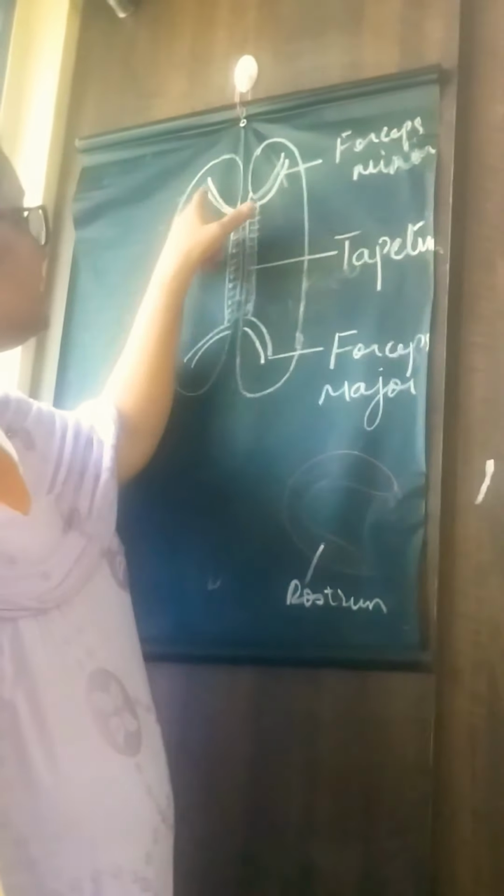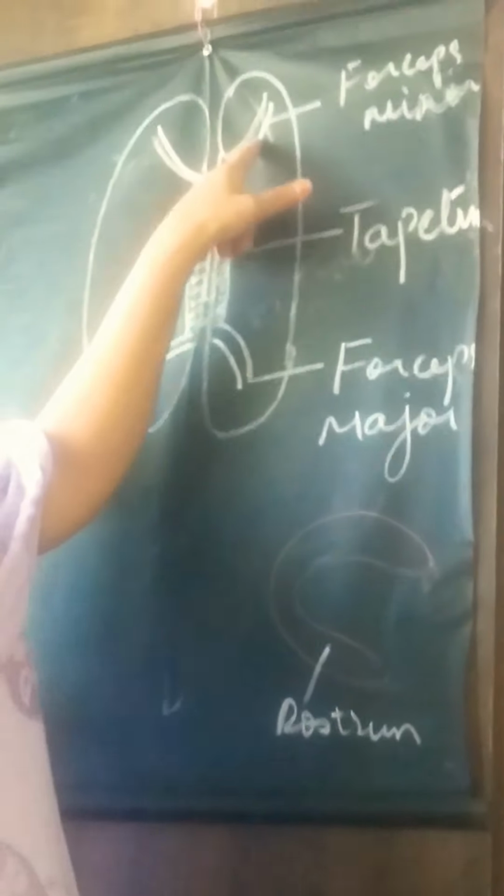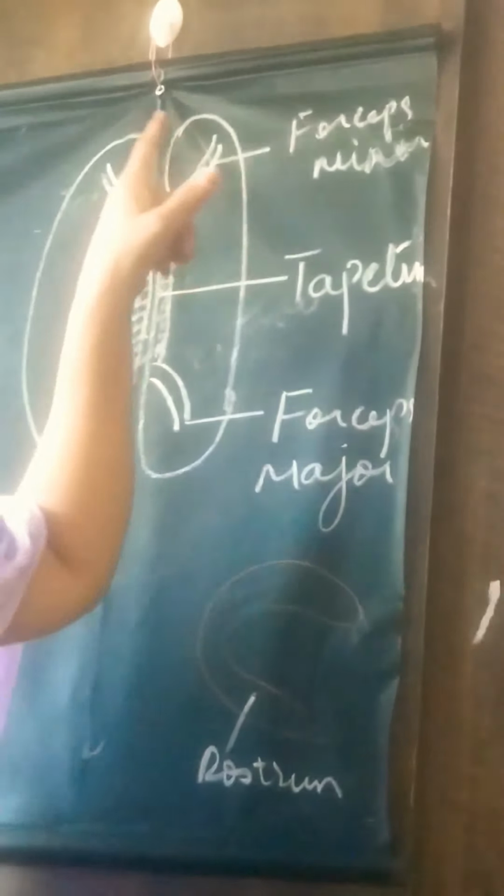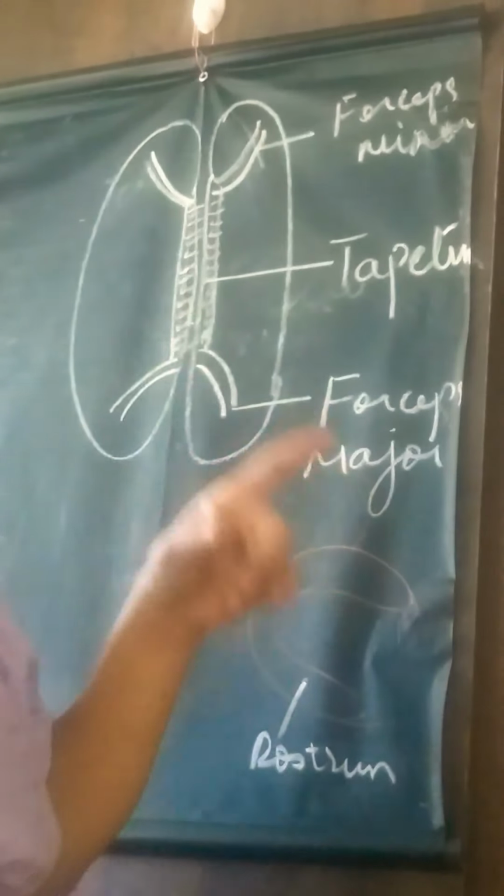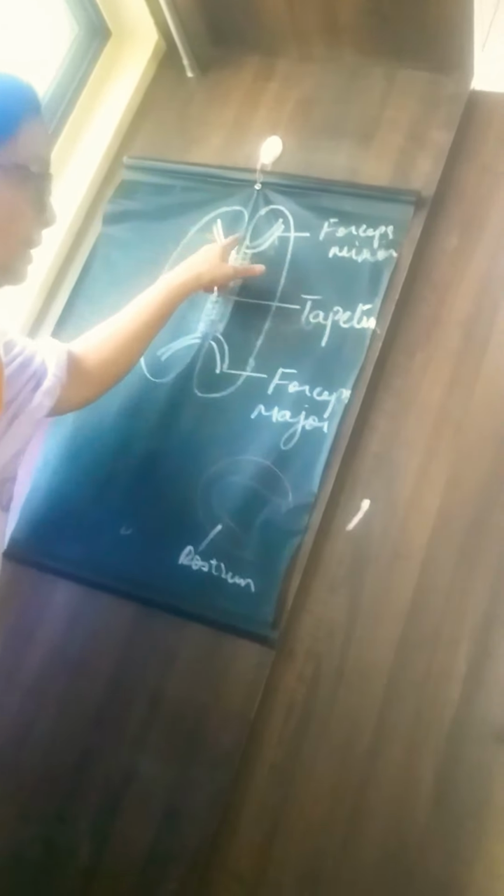The forceps minor connects the two frontal lobes. And the rostrum is the orbital part. It is connected with the eyes, with the orbital part. The forceps minor connects the two frontal lobes.